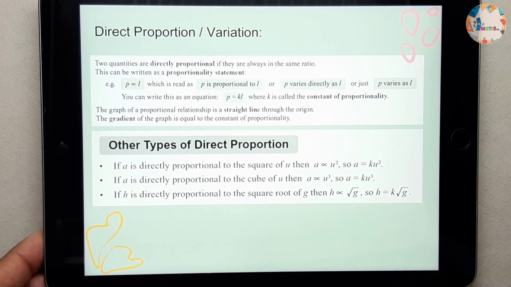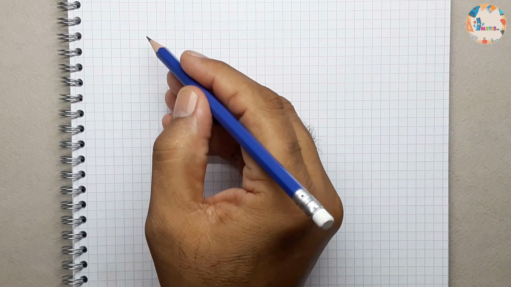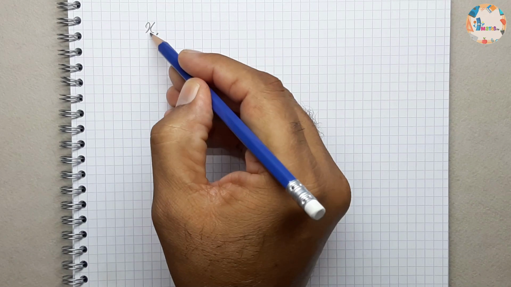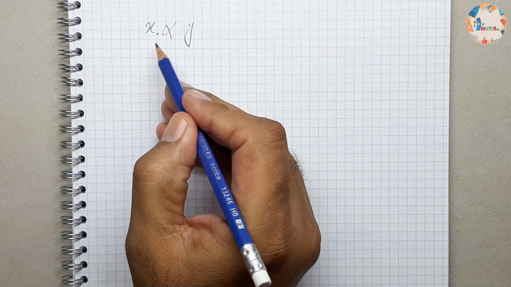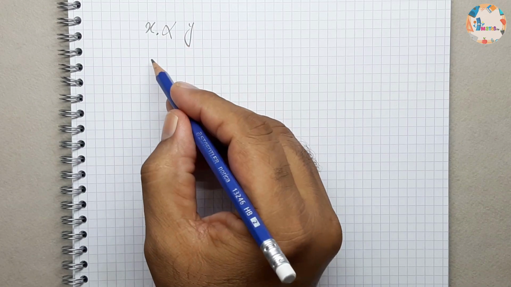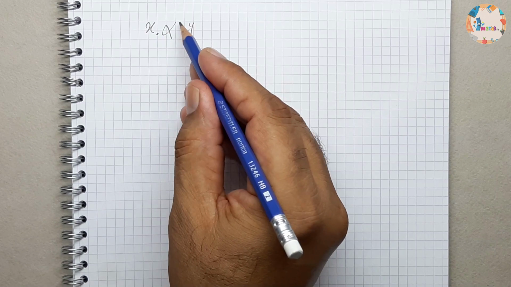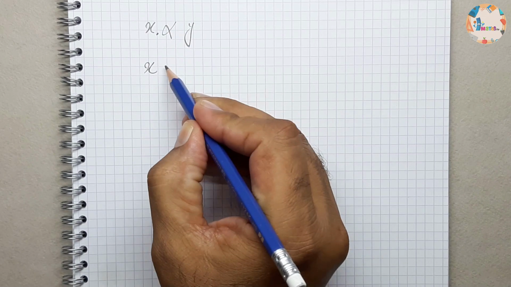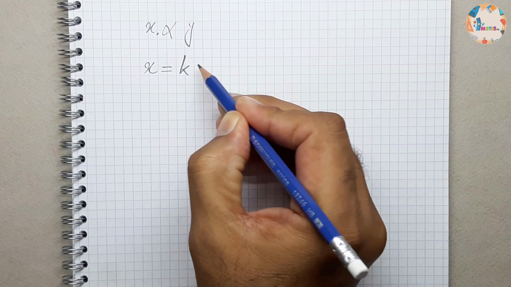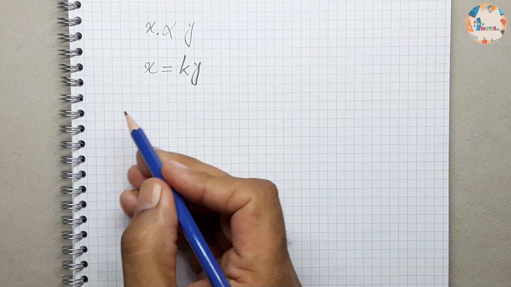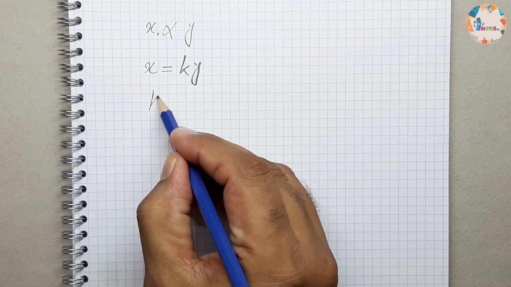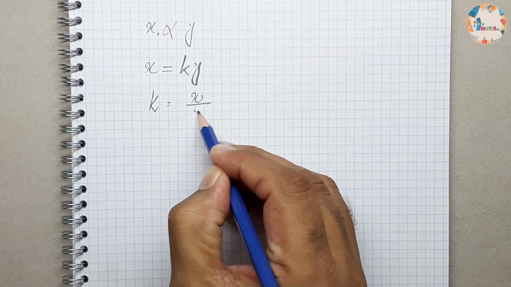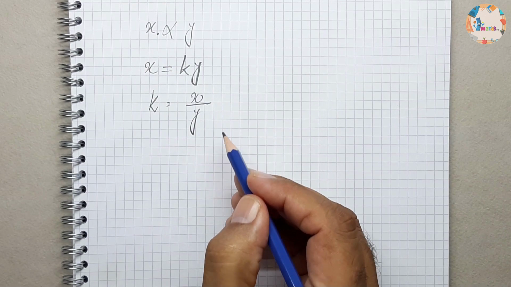I will write and explain this one. In a direct variation question, if x is directly proportional to y, we can write x is proportional to y, or x varies directly as y. Then we have to change the sign of proportionality into equality. We write x is equal to ky, where k is the constant of proportionality. To find the value of k, we can shift y to the other side, so k is equal to x over y. This is how we find the value of k.